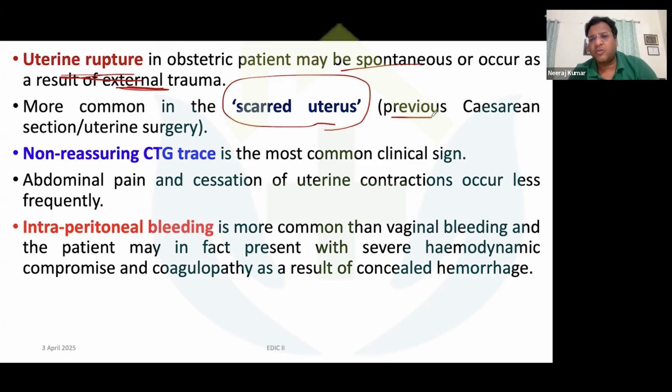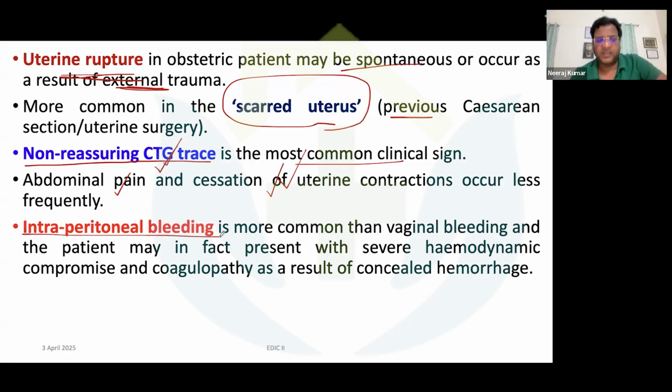So this looks like a previous cesarean section or uterine surgery, more common in a scarred uterus, if the patient has a previous cesarean or some uterine surgery. If you do a cardiotocographic tracing, it is the most common clinical sign. How will it be? It will be a non-reassuring CTG trace, just like what we have seen in abruptio placentae. The patient will have abdominal pain, and cessation of uterine contractions occurs less frequently.